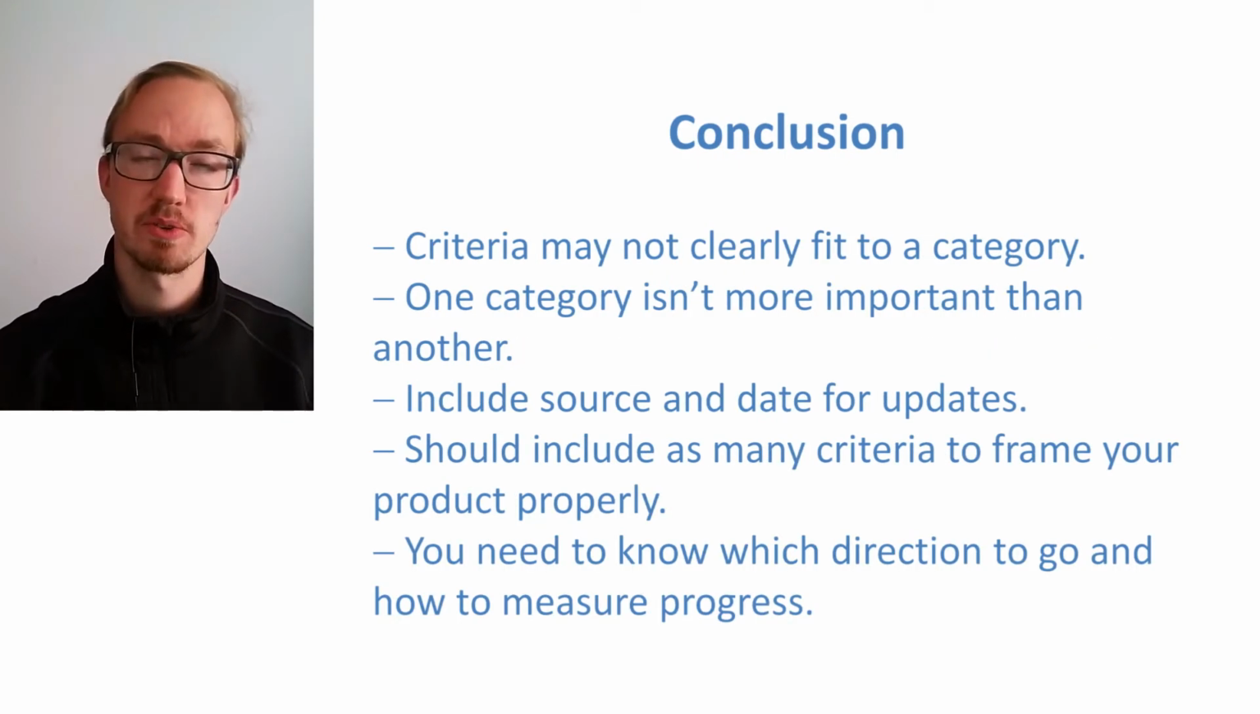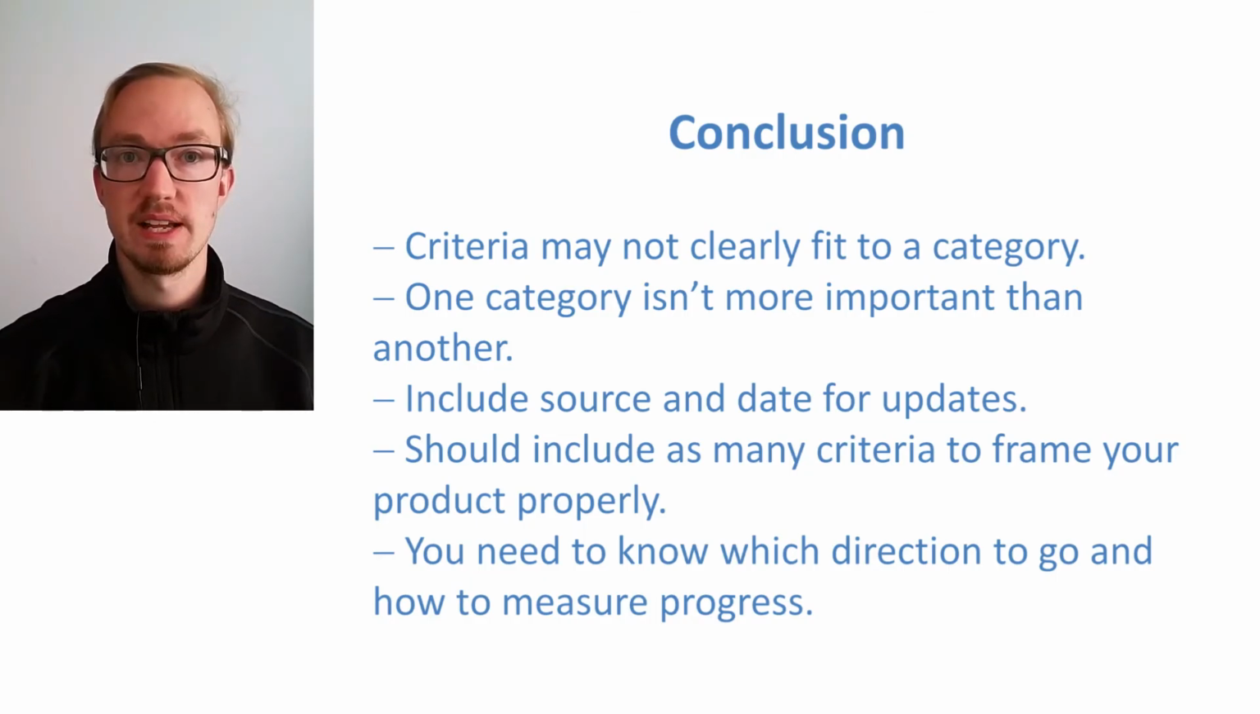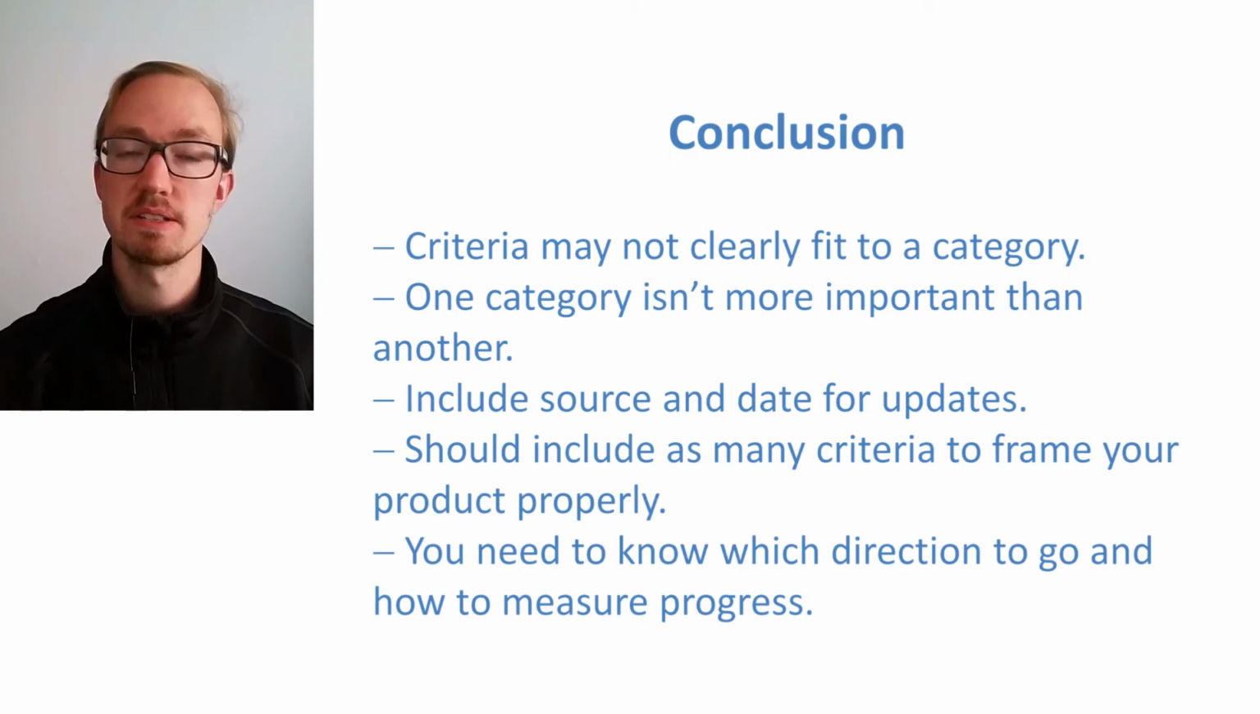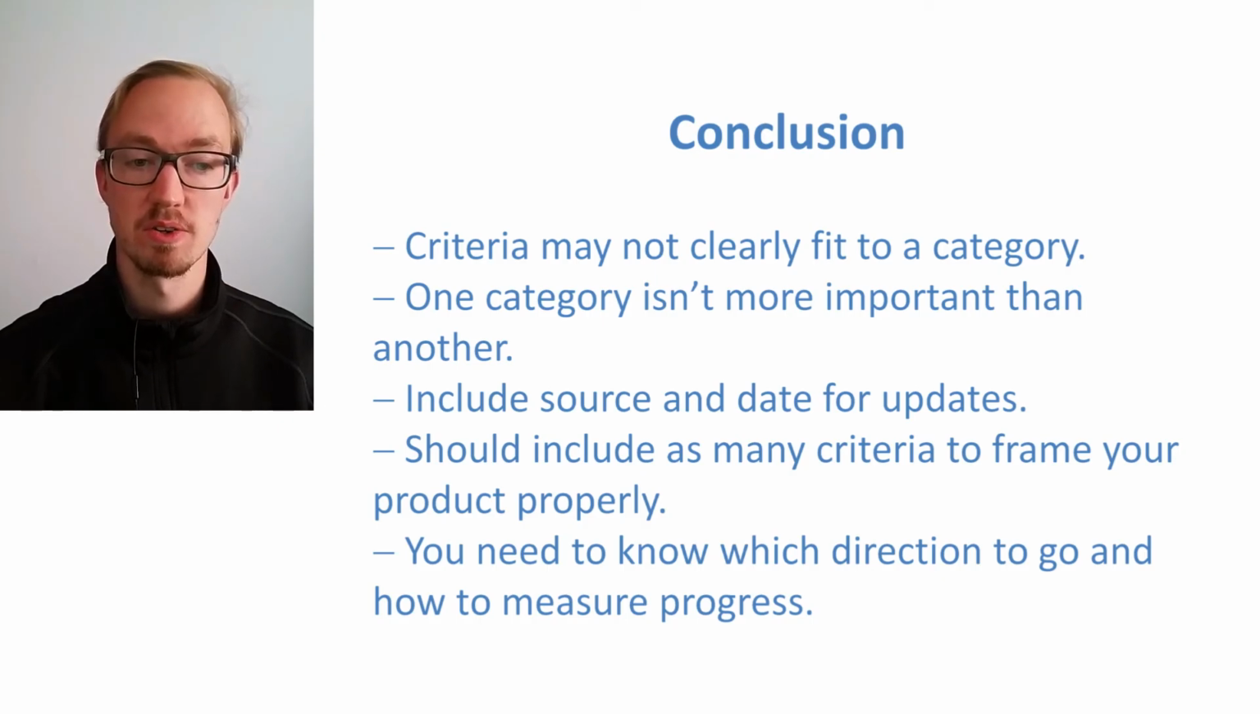So as a conclusion, the criteria might not clearly fit in a category. One category is more important or less important than the other, so the categories are not value judged. You have only the class: demand, wish, possible wish, and you have included sources and dates for updates. And what you also should include is as many criteria as are necessary to frame your product properly, so that you have a specific goal and know which direction to go and how to measure progress.